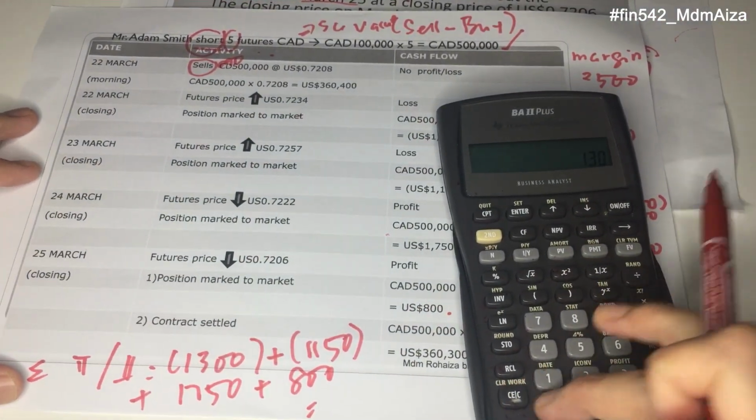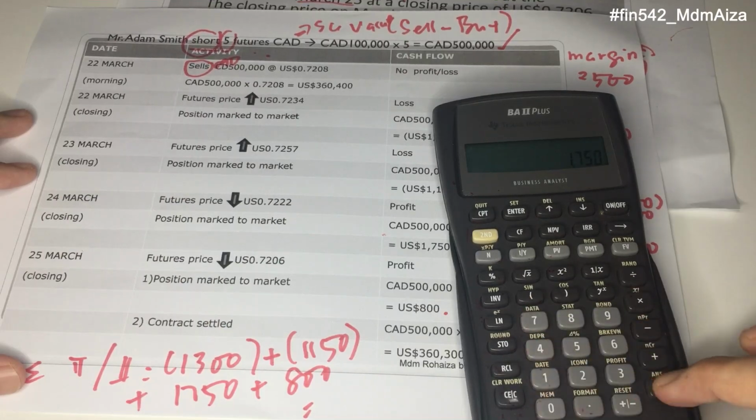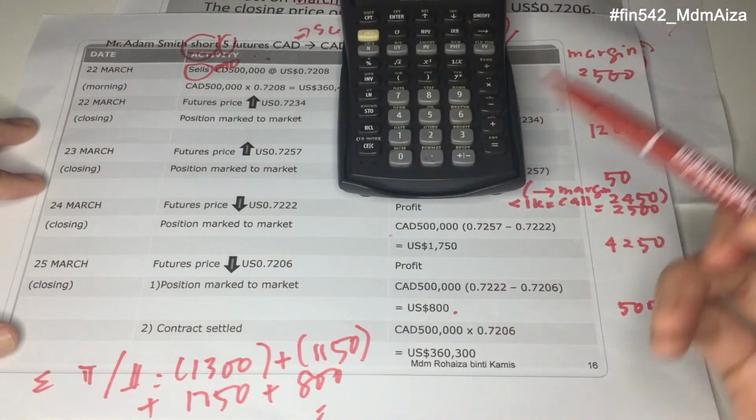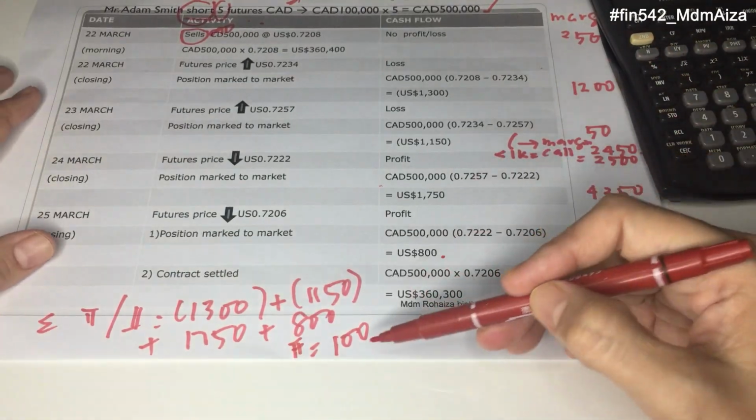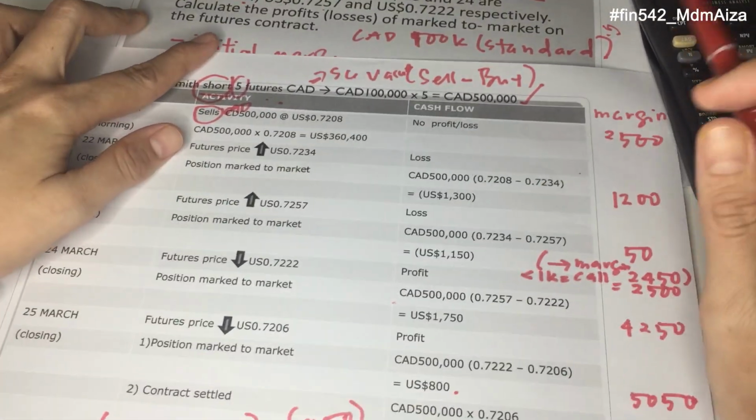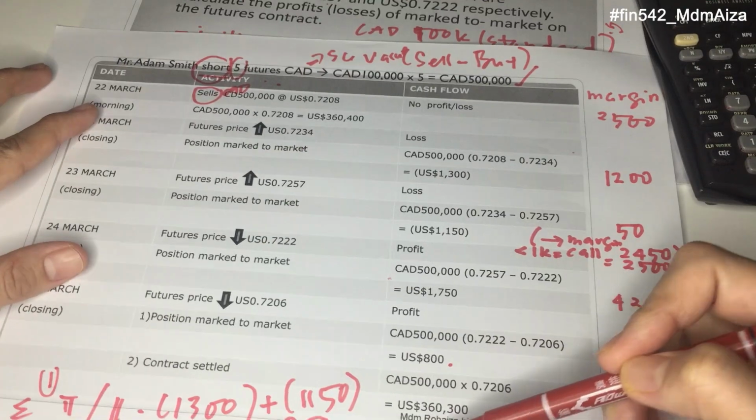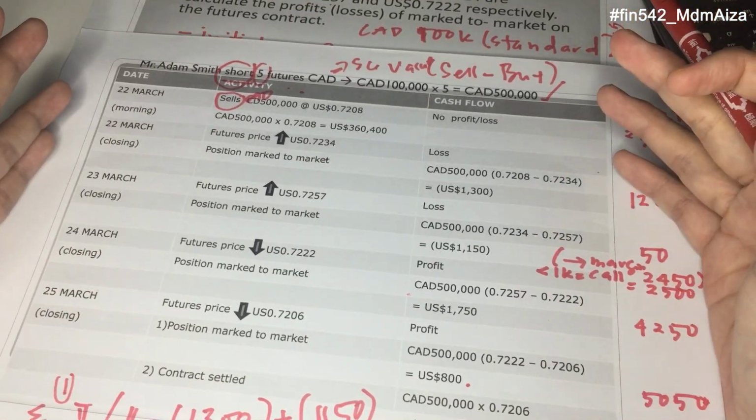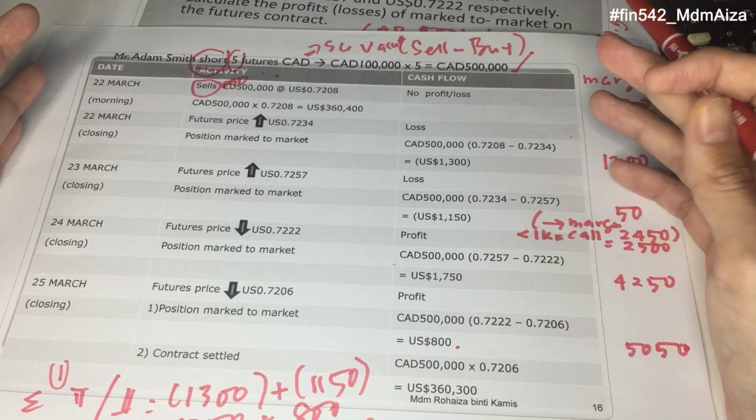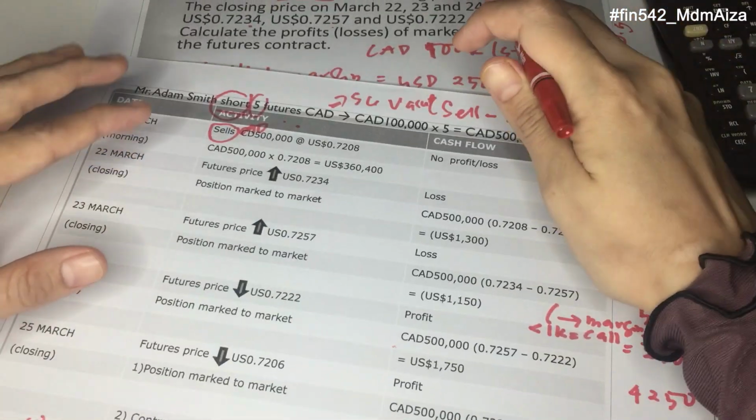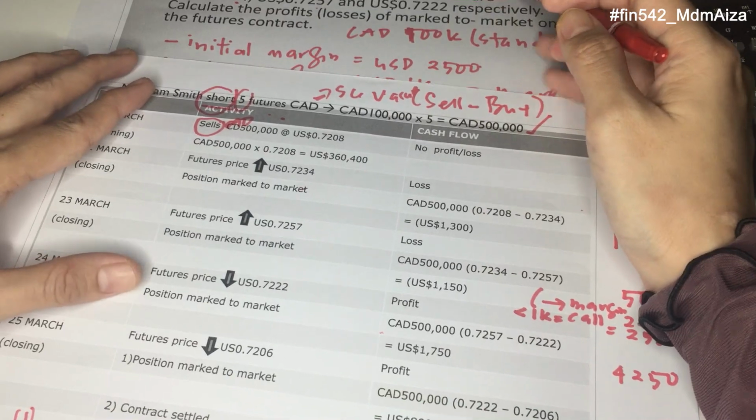1,300, plus 1150 negative, plus 1750, plus 800, so in the end I will gain 100 profit. Okay, 100 profit. So this is the perfect way to calculate the total profit and loss. So that is the first way to calculate the profit and loss. Actually, before you construct the table, you should know how much profit and loss you should get at the end of the day. The way to calculate it is you take the opening price, which is 0.7208, and you take the last closing price, which is 0.7206.